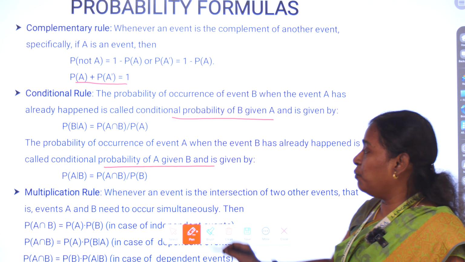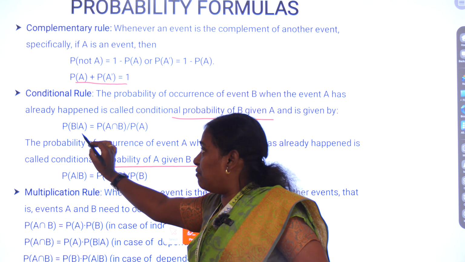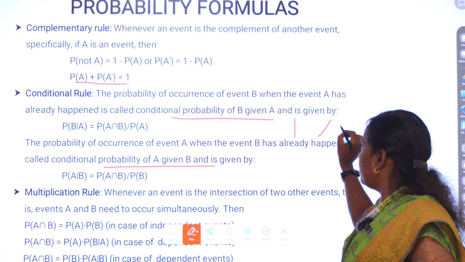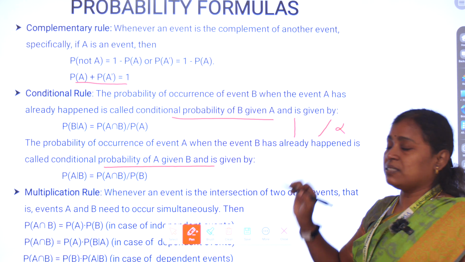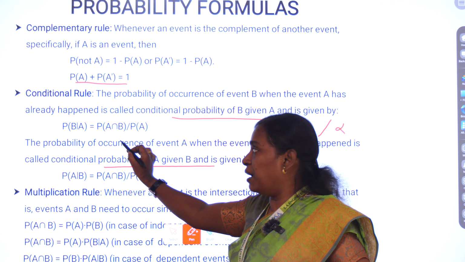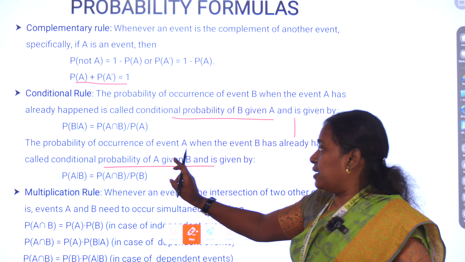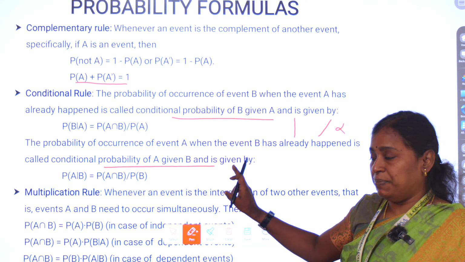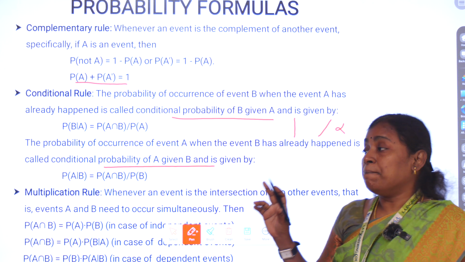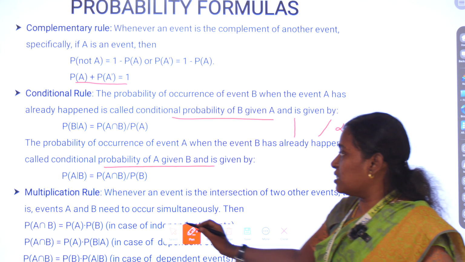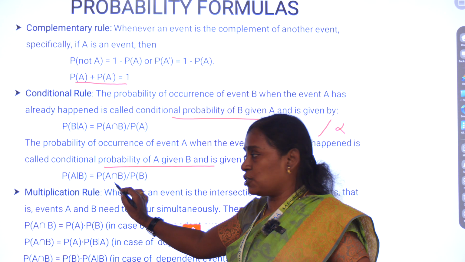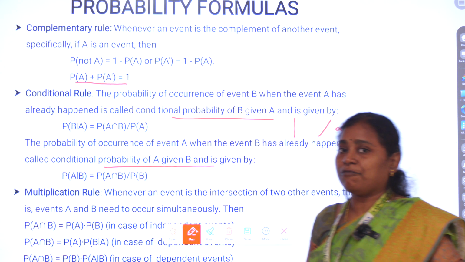And how do we denote it? We denote it as P of B given A. You should write the given symbol like this, as a straight line. It should not be written like this, that is wrong. So P of B given A is equal to P of A intersection B divided by P of A. Next, the conditional probability of A given B is the probability of occurrence of an event A when the event B has already happened. So in such a case, P of A given B is equal to P of A intersection B divided by P of B.